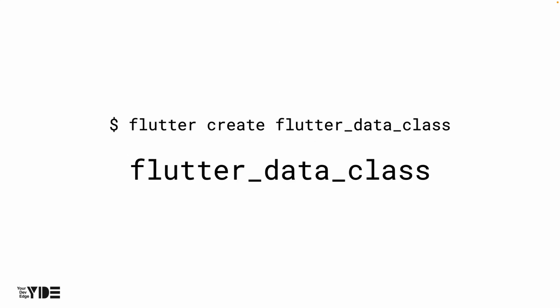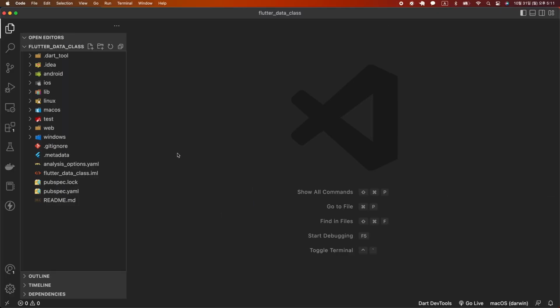To see an example of using the .data class generator extension with the equatable package, I will create a simple Flutter app. Let's create the Flutter data class app with the flutter create flutter_data_class command from the command line. Next, move to the flutter_data_class folder and run VS Code.